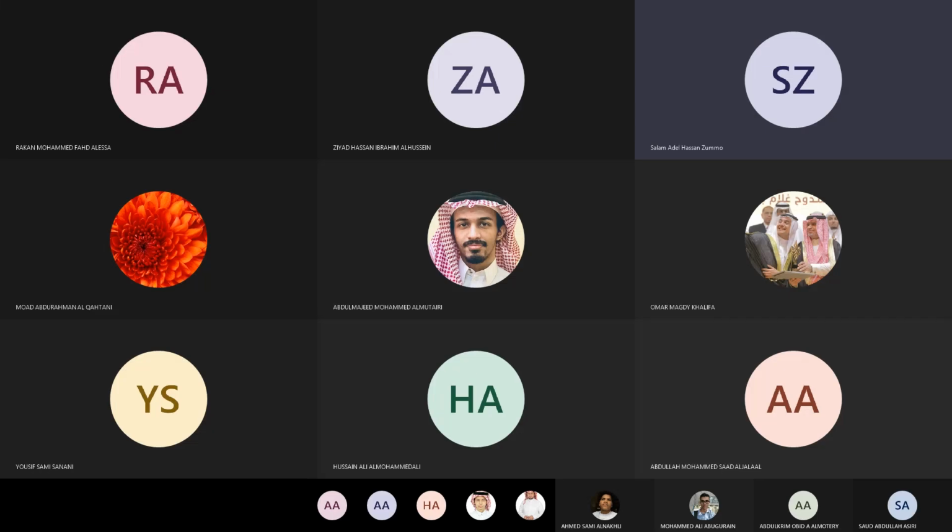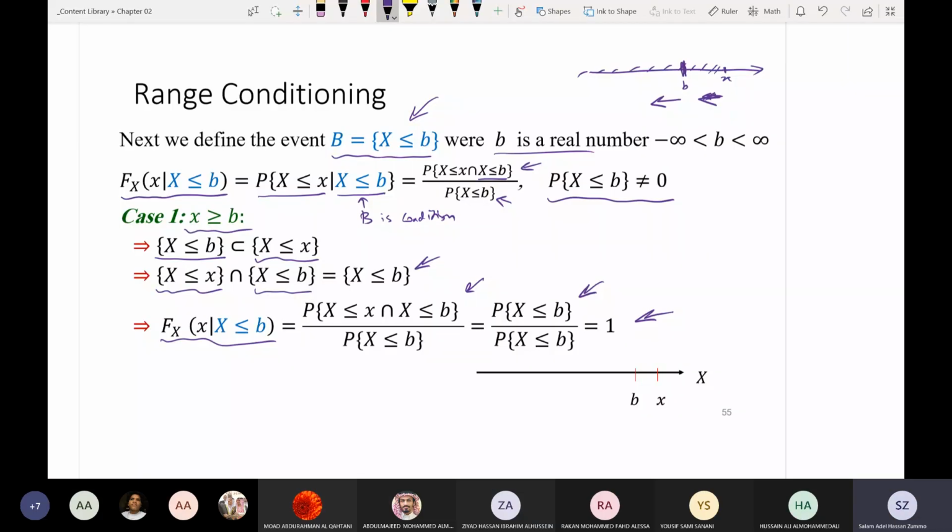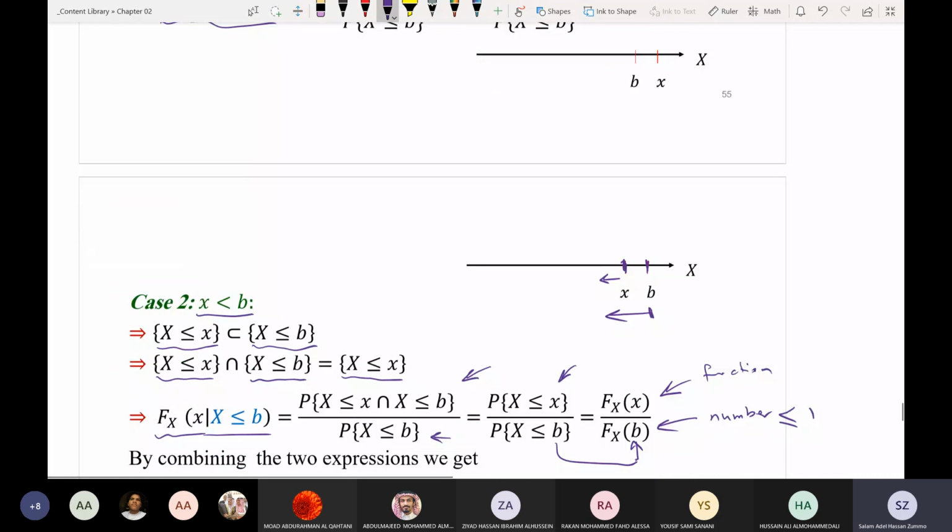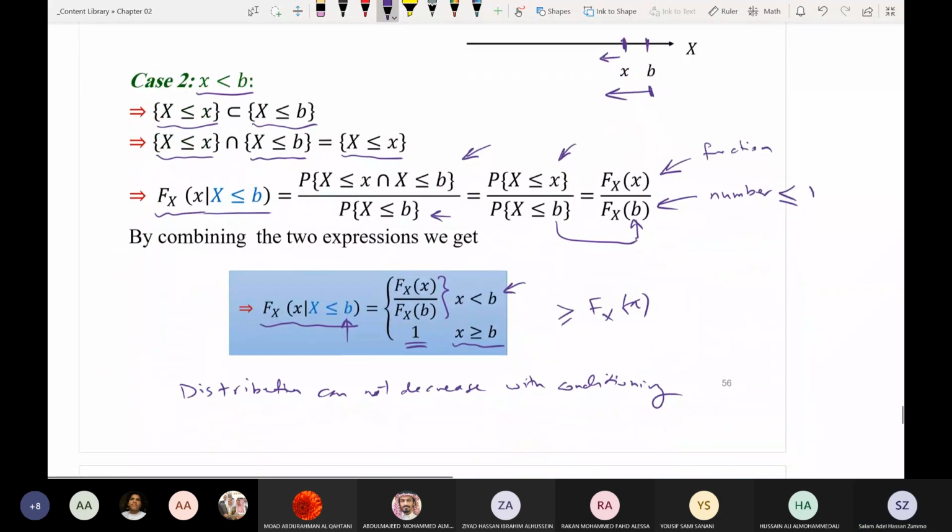Like the random variable less than a number. So the question would be, what is the conditional CDF of x, given that x is already known to be less than a specific number b? We had two cases: when x is larger than b, this conditional CDF becomes 1, and when x is less than b.